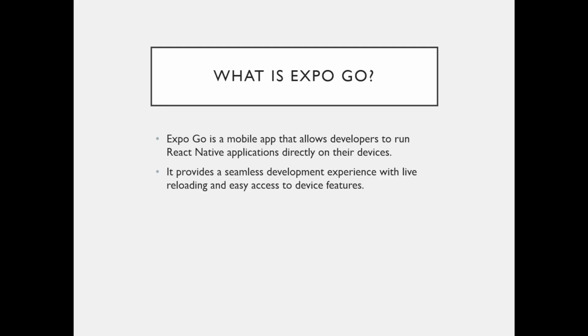For that, we have to dig deep into what Expo Go is. Expo Go is a mobile app that allows you to run and test React Native applications on your device without the need for native builds.